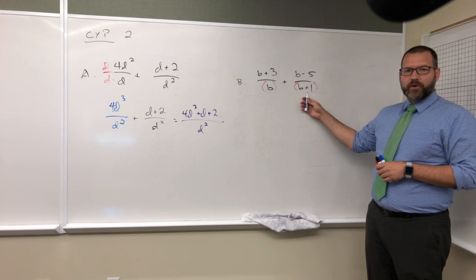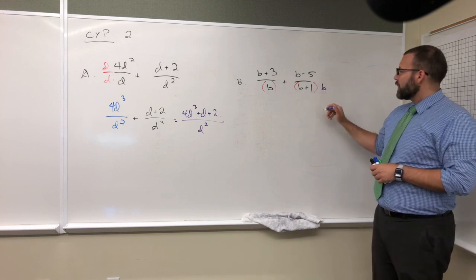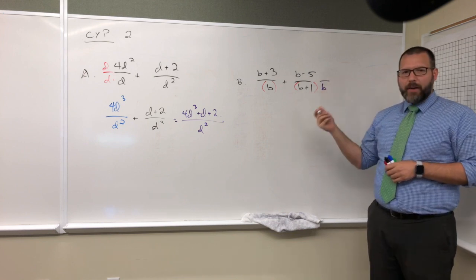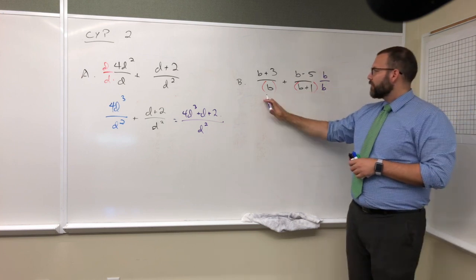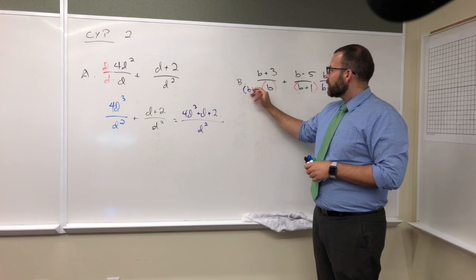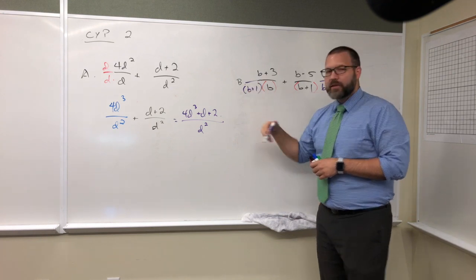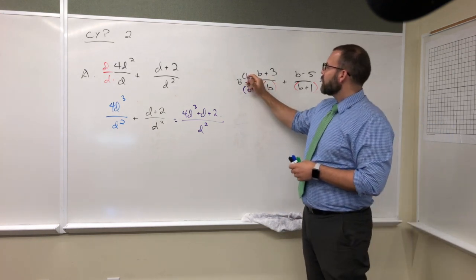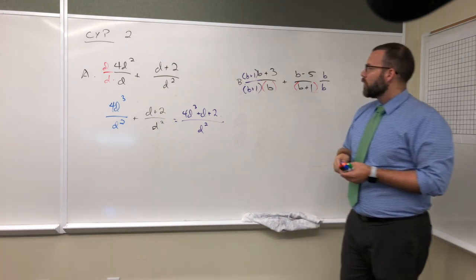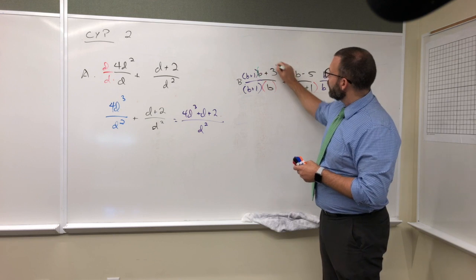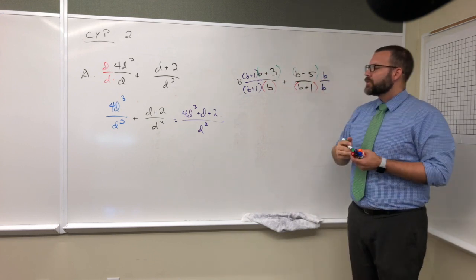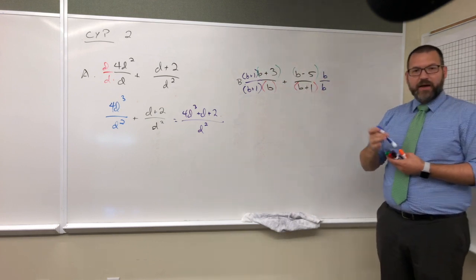What's the one that I need over here? I need the factor b. But if I'm going to multiply the denominator by b, I also have to multiply the numerator by b. What's the factor I need over here? B plus 1. But if I'm going to multiply the denominator by b plus 1, I also have to multiply the numerator by b plus 1. And of course, I want to be careful. I want to remember both of these are binomials, so I have to treat them that way when I multiply stuff out.